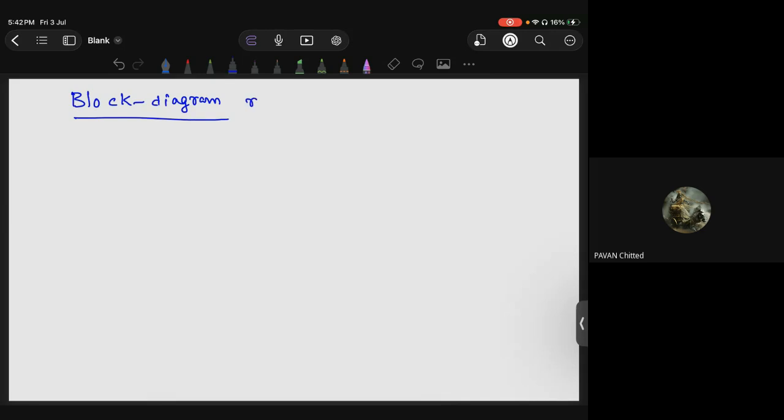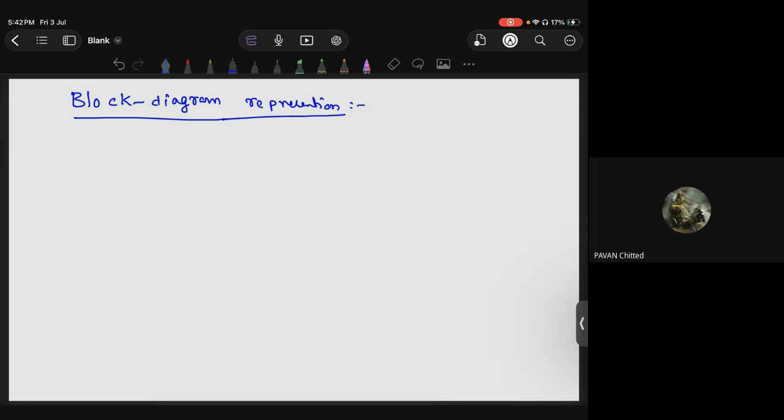So, block diagram representation. Basically, why do we require a block diagram? If you see any system, it could be an electrical system, mechanical system, or social system, any kind of system. The system is not a single component.